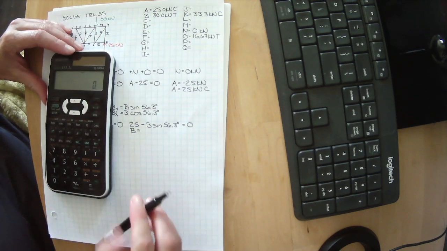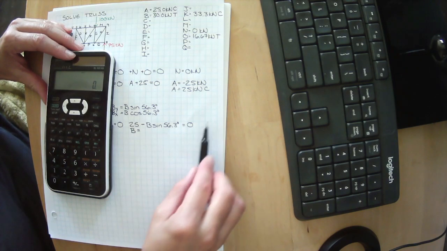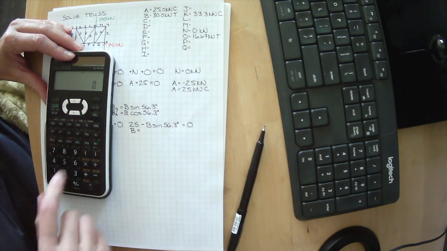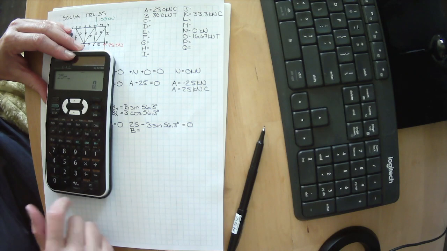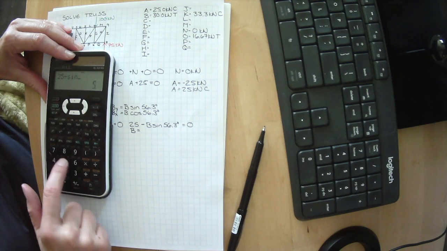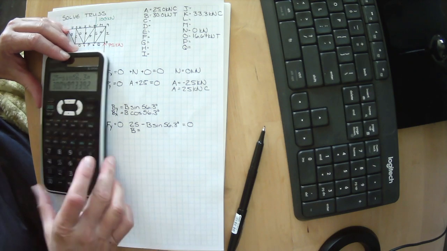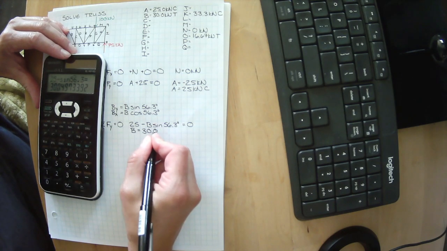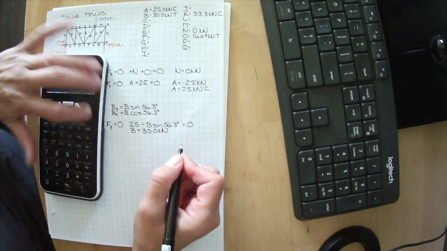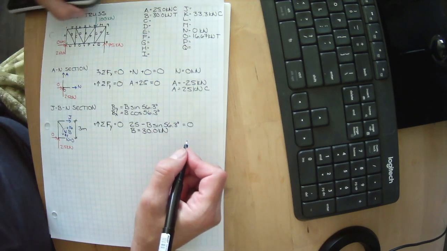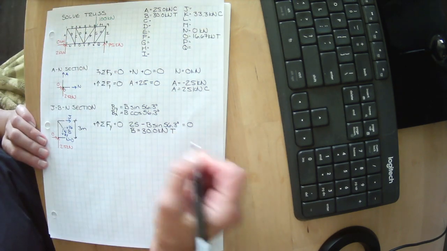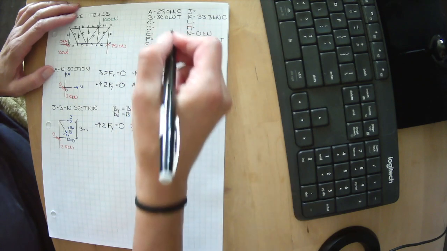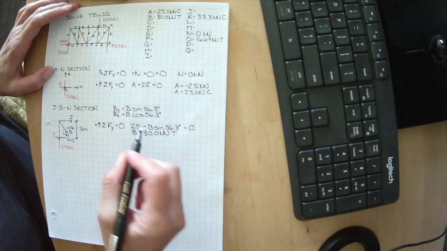All right, let's take this over to the other side. So we've got 25 divided by the sine of 56.3 degrees, and we get B equals 30 kilonewtons. Our value is positive, which means it's in tension. So we've solved for B.